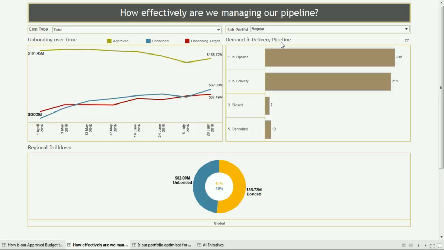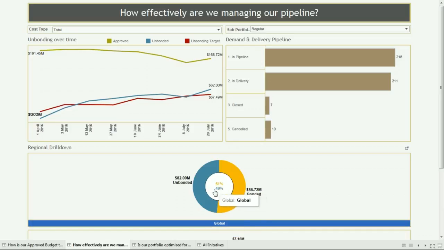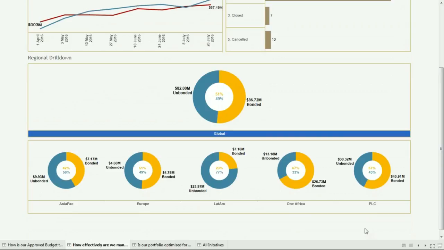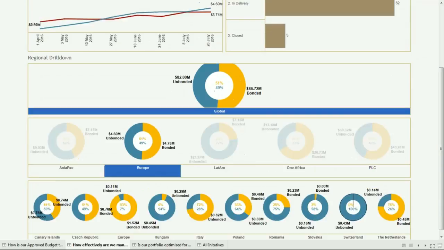On the right-hand side, this really gives a snapshot of our mix of things in pipeline, demand stage, delivery, completed or cancelled. And a bit further down, this then starts to show the breakdown at a global level. So 49% is unbonded, that we've got authorization to spend against our budget. And we can then start to drill that down to get a very different picture at a regional level, and then obviously also at a country level.